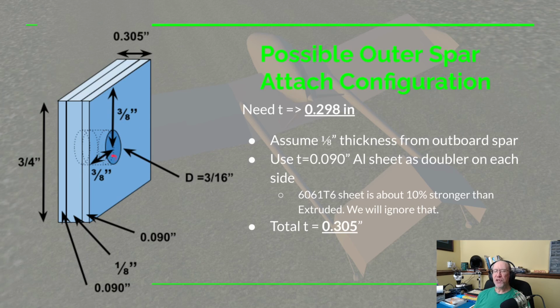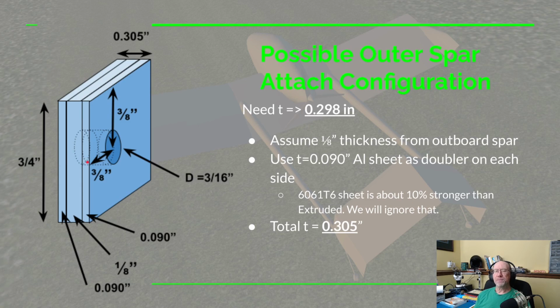And remember, this is just for the bearing area for the hole. A little bit inboard from this, we don't need all that thickness, because then we only need the compression and tension strength of the aluminum, and that's going to be thinner. Now, one standard thickness that we can get for an aluminum sheet is 90 thousandths. So let's see, if we used one of those on each side of our little bar here, that would give us a total thickness of 0.305. So that's really, really close.